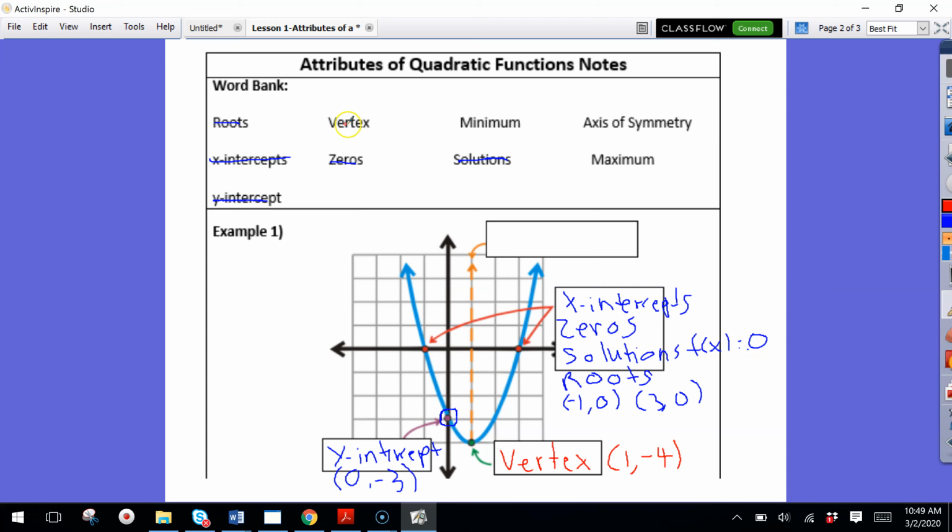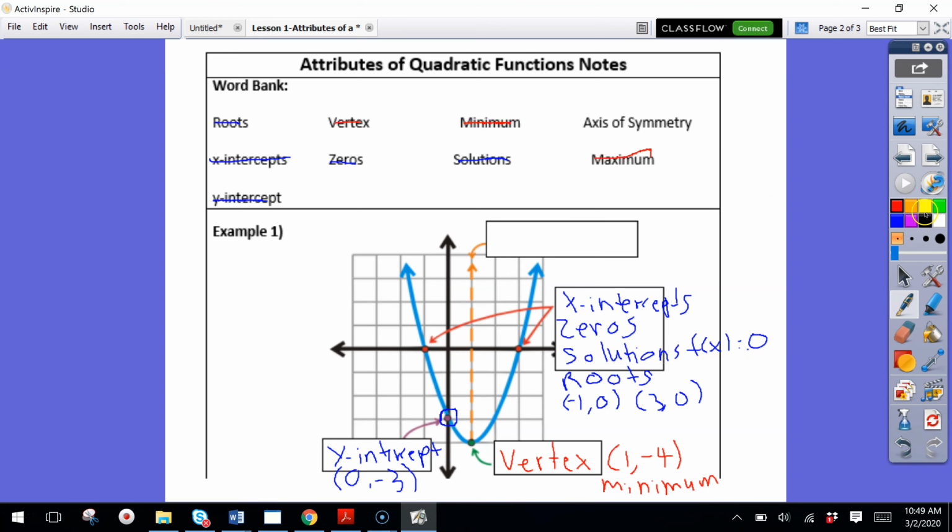Depending on the graph, we can either call the vertex a minimum or a maximum. In this case, this point right here is the smallest point that we have, so we would call it a minimum. If it were what I like to call the top of the mountain, it would be a maximum, but in this case, it's just minimum. We're not going to use the word maximum here because it's either one or the other.